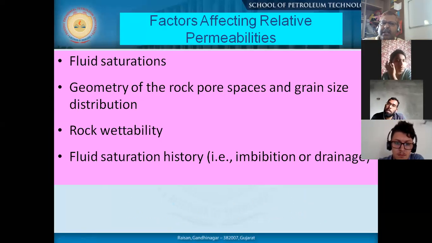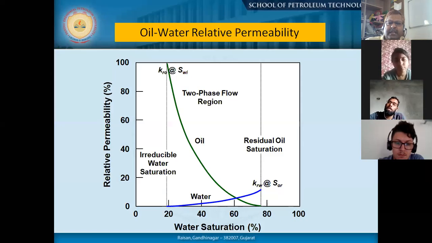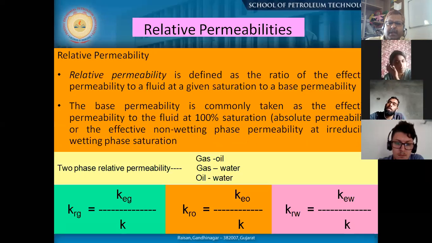Now the factors affecting relative permeability are: fluid saturation, geometry of the rock pores, rock wettability, and fluid saturation history. That means whether an imbibition process or a drainage process is happening, because in both cases, even if you have the same pressure, your end saturation would be different. I discussed that in the earlier diagram, the bottleneck diagram, the two bottle example.